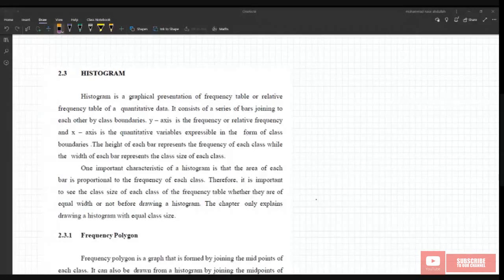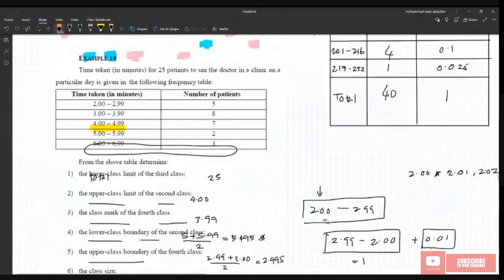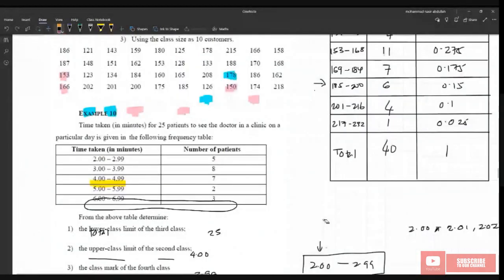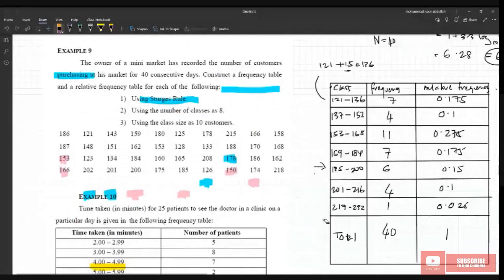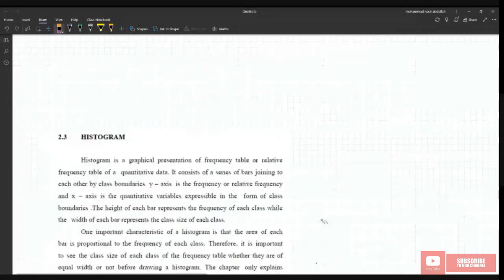Bismillahirrahmanirrahim. Assalamualaikum warahmatullahi wabarakatuh. So last class we already started with chapter number 2 and we finished at how to construct a frequency table for quantitative data. Right. So for today we're going to start with histogram.